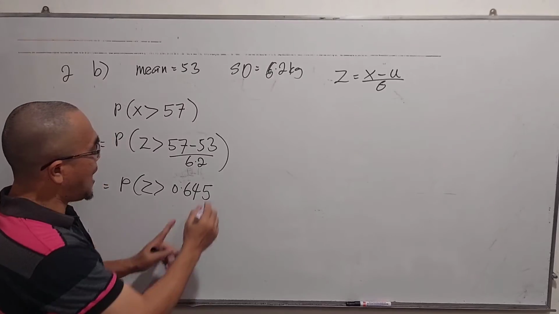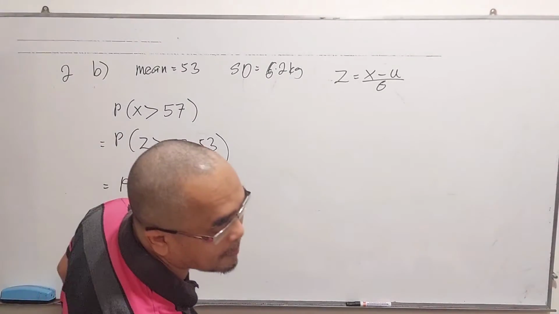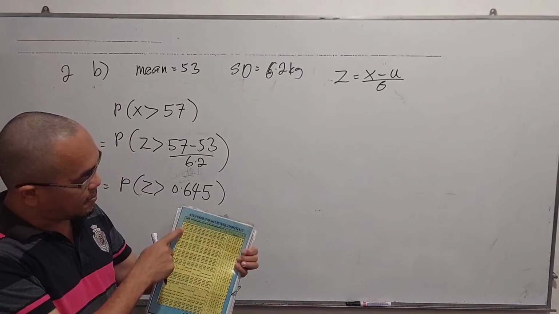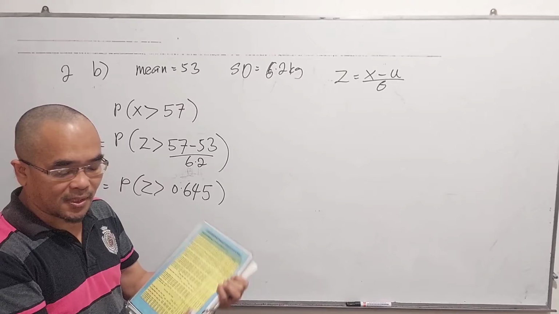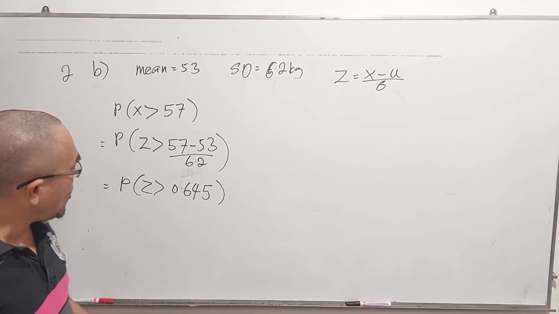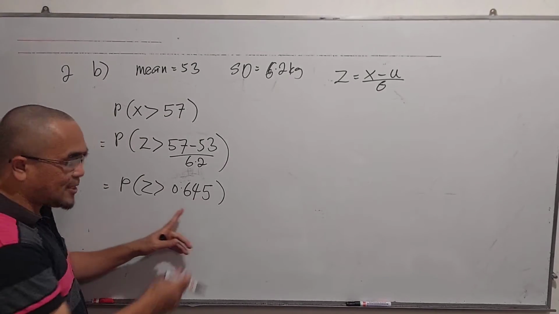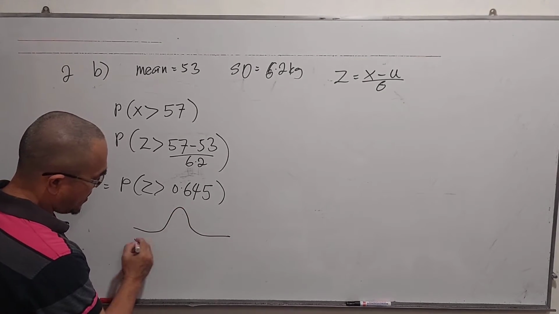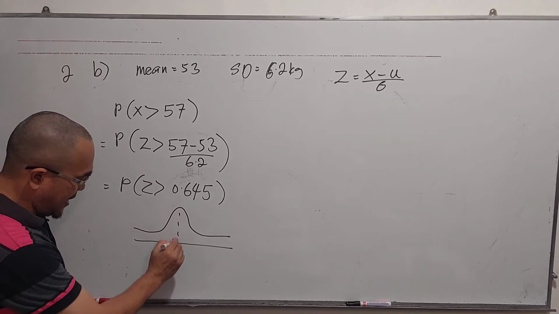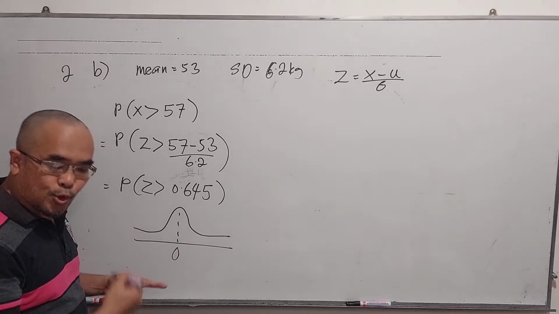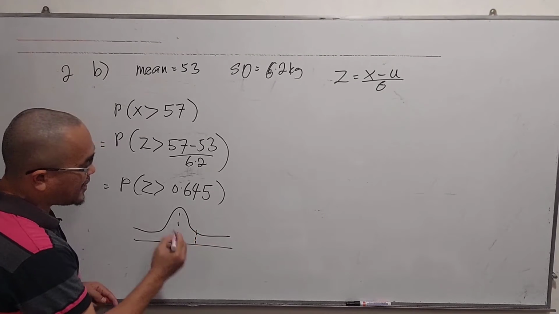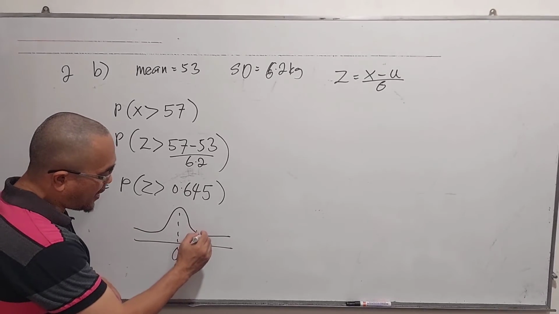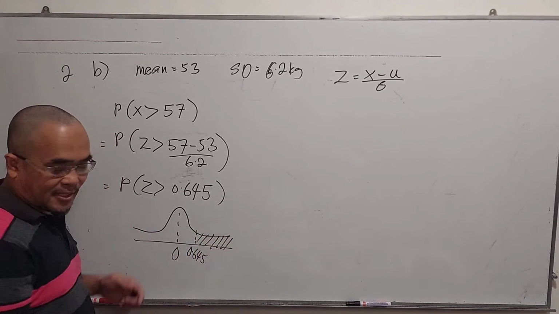Okay, we need only up to 3 decimal because we are talking about the standard normal distribution table here. We have 1 decimal, second decimal, and third decimal. So after you have written down the simplified Z, you should draw the graph, and then in the middle will be 0, and you should label somewhere on the right side as 0.645, and they want you to find the right side because it is larger than.